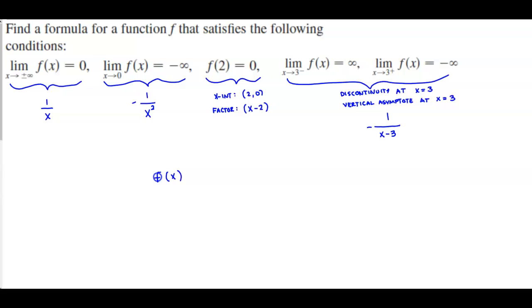So what can we say about this function? Well, we know that it's going to be a negative, and we know that the numerator has to have a factor of x minus 2 because that is an x-intercept. And we know that it has to have an x squared in the denominator, and also a vertical asymptote at x minus 3. So therefore, there is our function. And now if we wanted to, we can distribute the negative sign to get 2 minus x in the numerator over x squared times x minus 3.